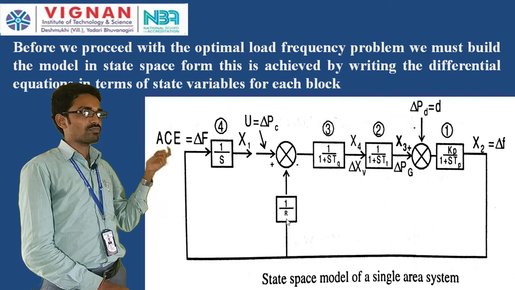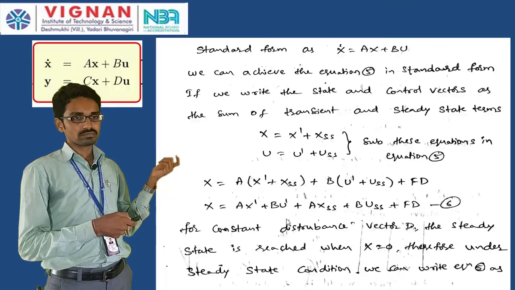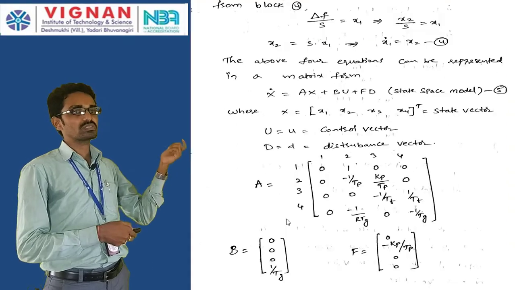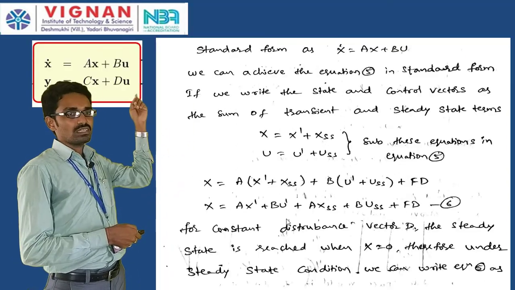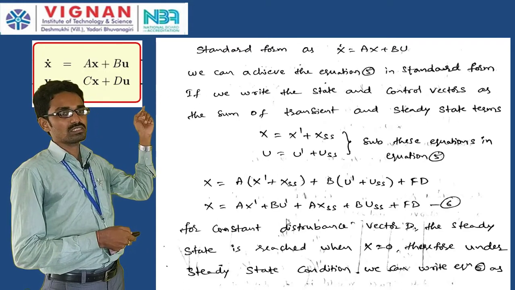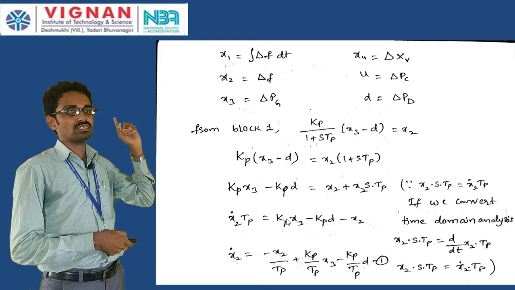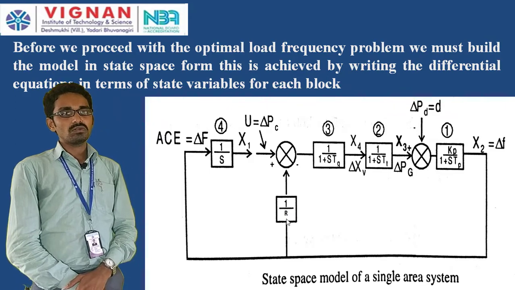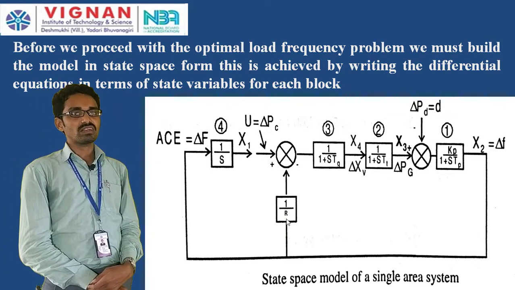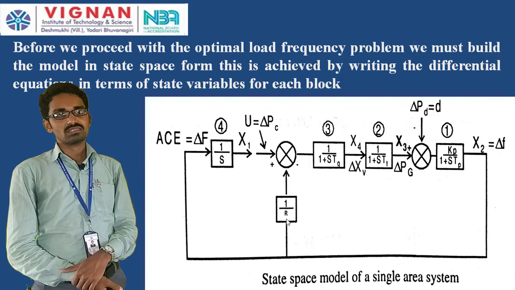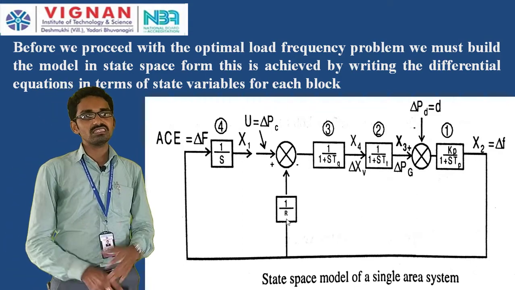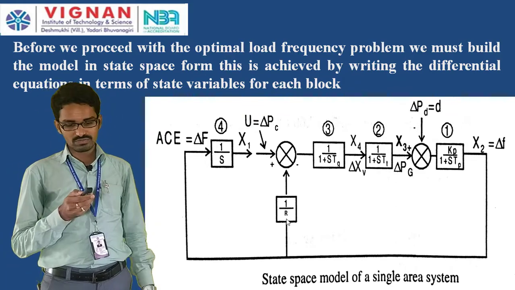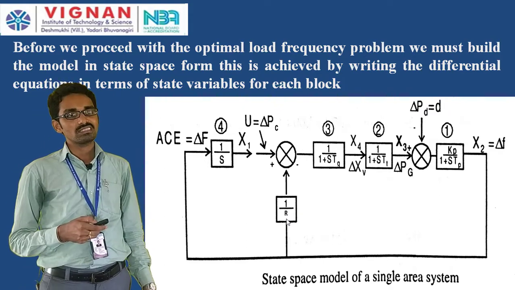So that is in the form x dot is equal to Ax plus Bu, y is equal to Cx plus Du. We are going to write the equations in that form. Here I am considering u is equal to delta Pc, that is the change in the power command, and x1, x2, x3, x4 like that. x2 is nothing but our output, that is delta F. And x4 is equal to delta Xv. So this is your state space model.